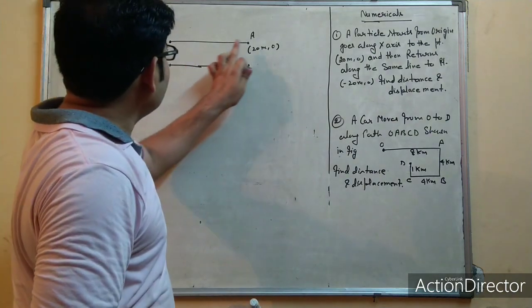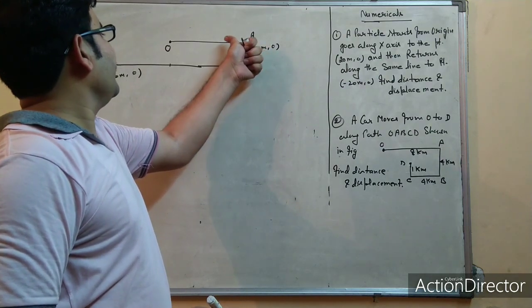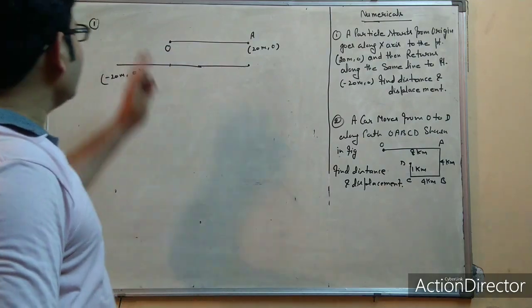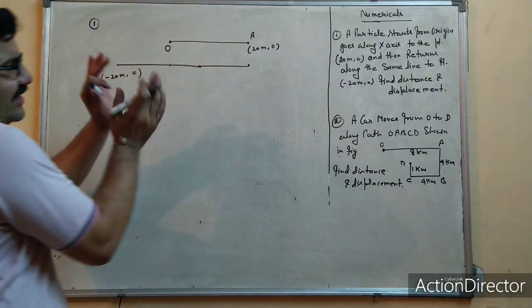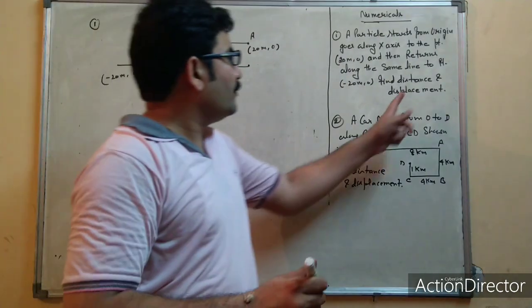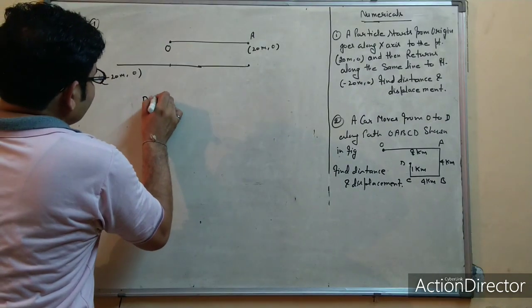Actually, the motion is in a straight line, and the body takes a turn, retraces its path, and crosses that point up to 20 meter on the back side. But I am drawing it this way to make it easy to understand. Now, what we have to find first of all is distance and displacement. Distance.